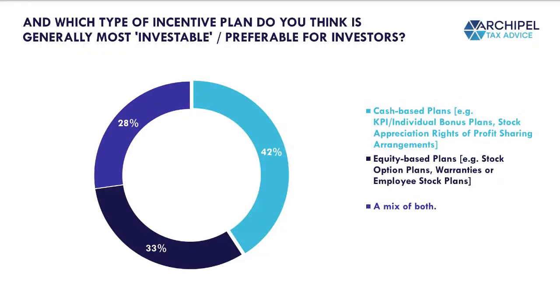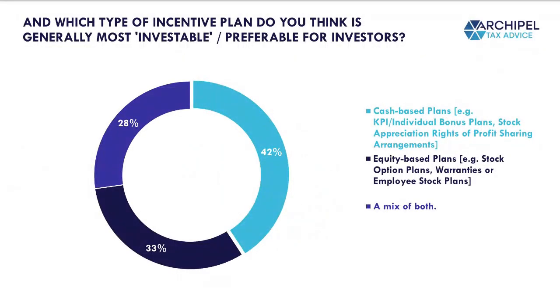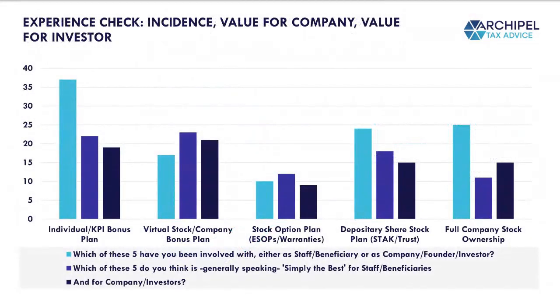Well, you see here, it's all over the place. The answer is more difficult. However, the most often stated answer is a cash-based plan. People would think that it is most investable to implement a cash-based plan. And I think it makes sense because a cash-based plan never really has any formal voting or meeting rights. So maybe this also has to do with ease of decision-making. Interesting. Next one.